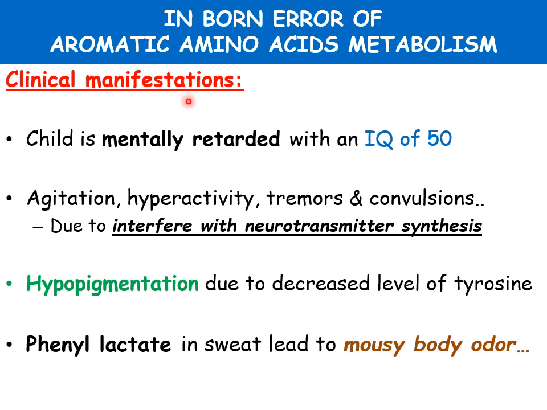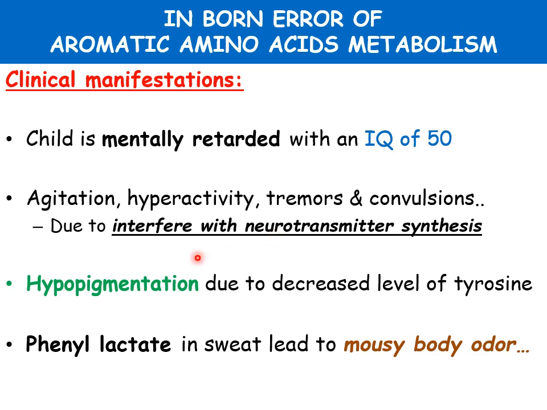The child usually presents with a lower IQ, usually mentally retarded with IQ less than 50. Other clinical manifestations like agitation, hyperactivity, tremors, and convulsions are there due to interference with neurotransmitter synthesis, because from phenylalanine there is tyrosine, and from tyrosine there is catecholamine production. Because of phenylalanine hydroxylase deficiency, these neurotransmitters are not synthesized, leading to these symptoms.